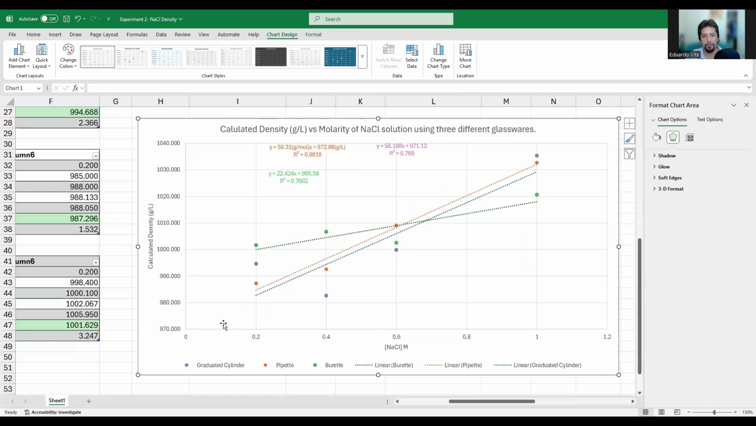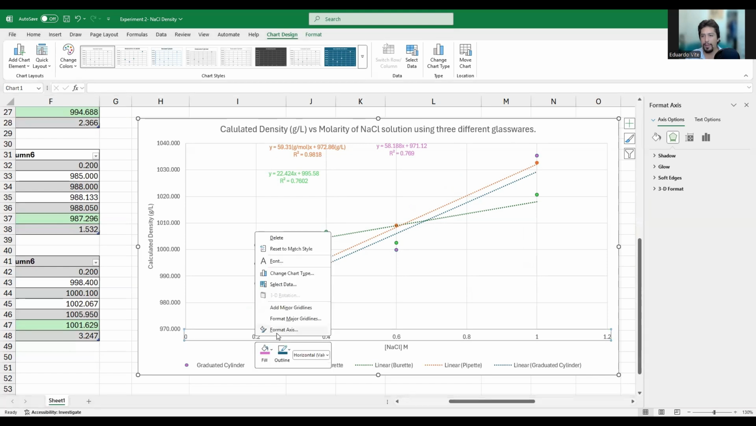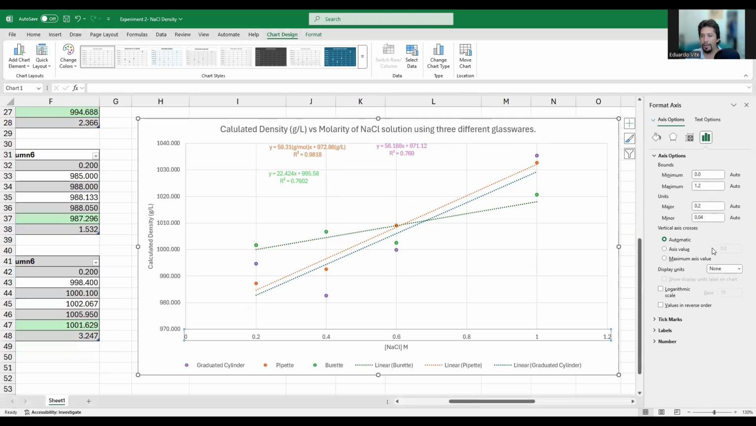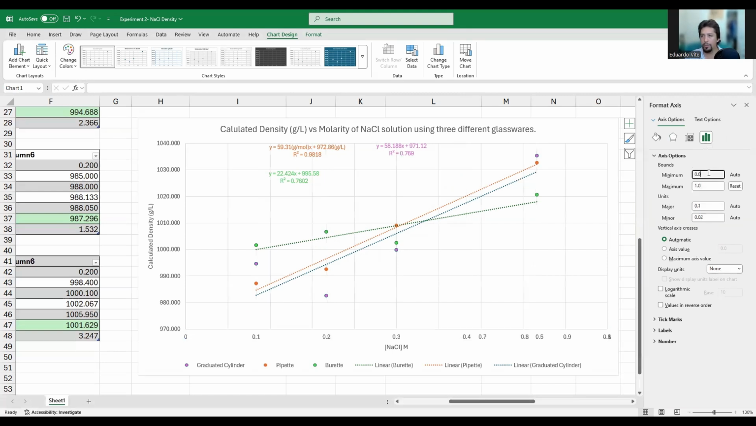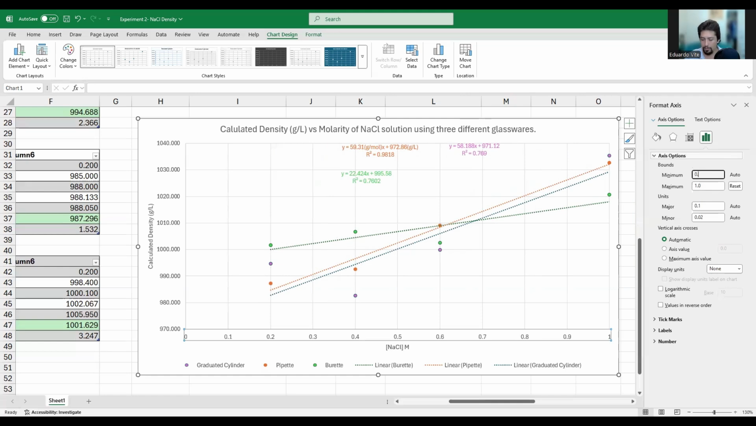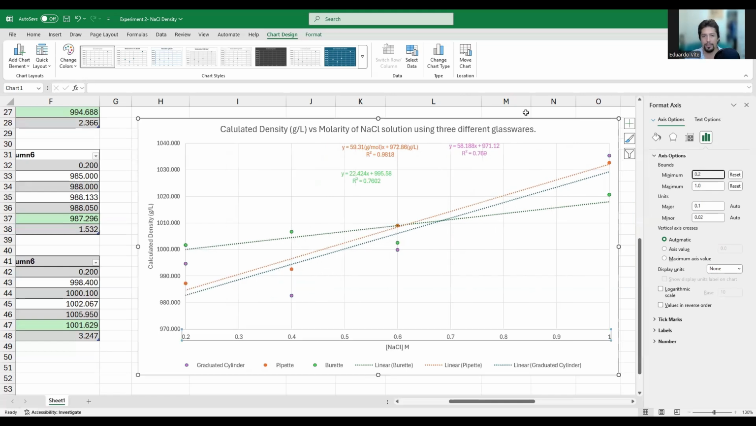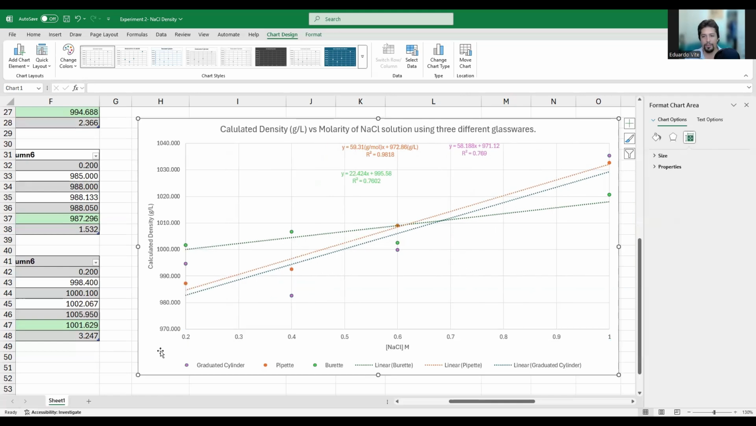You could see that our x-axis data range is a little bit wacky. So again, you click the x-axis, right click, format axis. And over here on the right, you can see that it says minimum 0, maximum 1.2. That's ridiculous. We only went up to 1. And then the minimum, we didn't go to 0. The minimum was 0.2. So let's go ahead and keep our chart neat looking like this. Okay. And there you go.